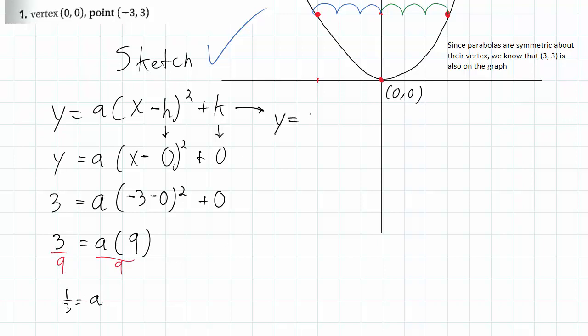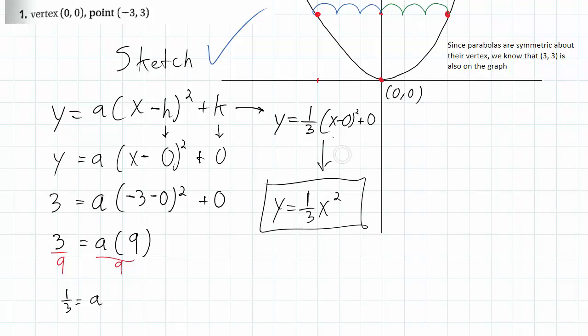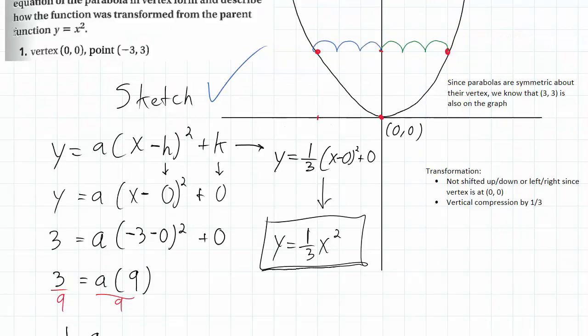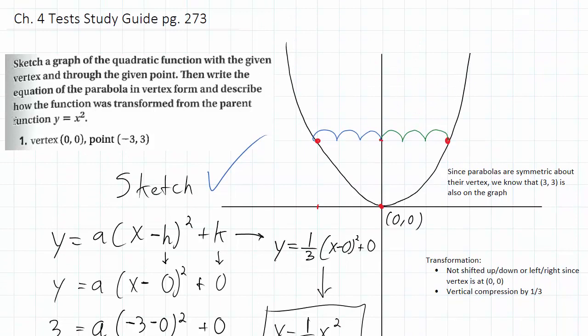So that means that my full equation is y equals 1/3 times the quantity x minus 0 squared plus 0, but I can just simplify that to be 1/3 x squared. You could also just write x squared over 3 if you want to write it that way, but I prefer to write with the coefficient of 1/3 in front. When I talk about the transformations, it's not shifted up, down, left, or right because the vertex is at the origin, but it does have a vertical compression by 1/3.